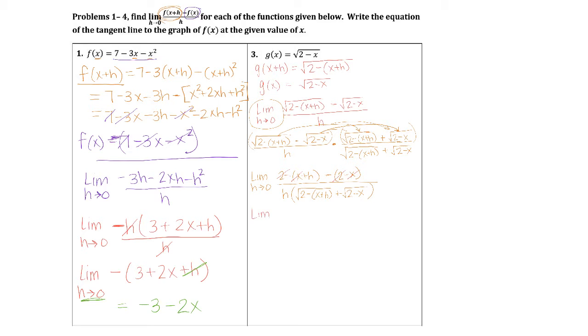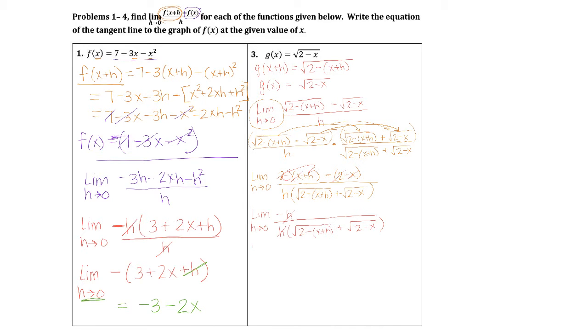So let's see, I have the limit as h approaches 0. And I'm going to have this negative here still sitting there. So let's see, what are we going to end up with? Negative, it looks like just negative h, all of that over h times the square root of 2 minus x plus h plus the square root of 2 minus x. Now let's see, those h's are going to cancel.